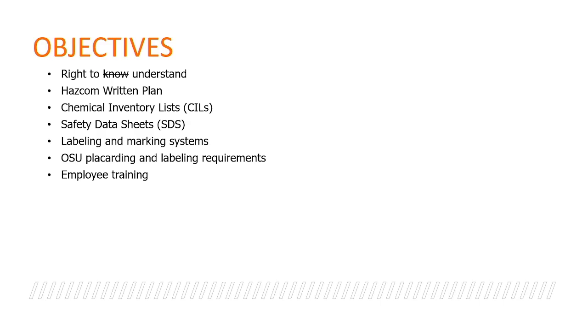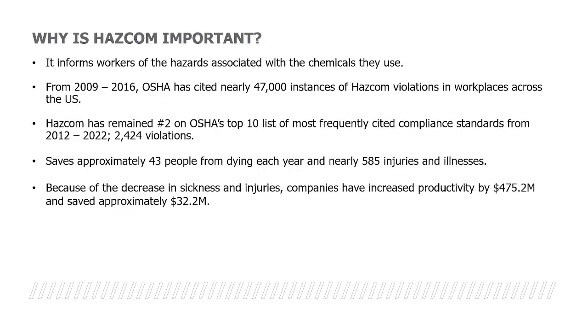Some of the objectives we're going to be talking about today would be your right to, used to be called right to know, now they want you to understand. We'll talk about the hazcom written program. We'll also talk about the chemical inventory list, or some people refer to them as CILs. We'll also be discussing safety data sheets, your labeling. We'll also be talking about the placarding and labeling requirements. And most importantly, we'll be discussing employee training in the workplace.